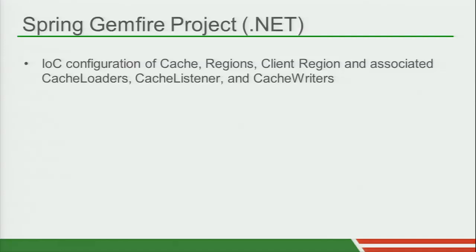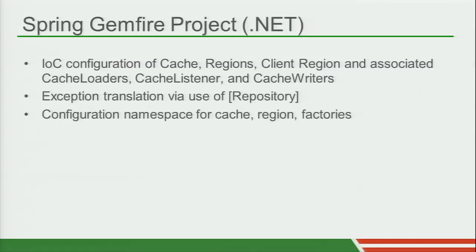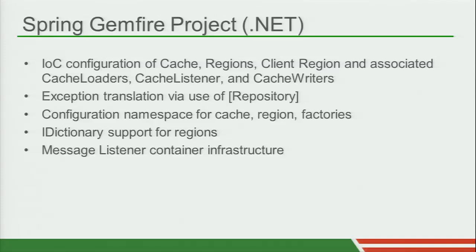On the .NET side, these are the things that we're supporting. So IOC, configuration of cache, regions, client region, cache loaders, cache listeners, and writers. Exception translation via use of the repository attribute. We know these as stereotypes, right? At repository in Spring Java and so on. Configuration namespace for caching regions and factories. iDictionary for regions, message listener in order to respond to messages in the context. We also have caching advice that hooks into Gemfire. Mentioned before the whole idea of cache providers working with the cache advice. We have one for Gemfire.